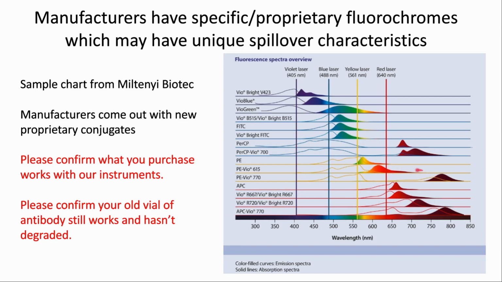Please confirm that any antibodies and fluorochrome markers work with our instruments and the available channels on our Cytoflex instruments. And also, please confirm that old vials of antibody, which you may have, still function properly and have not degraded over time, as conjugates can often break down over time even at 4 degrees.